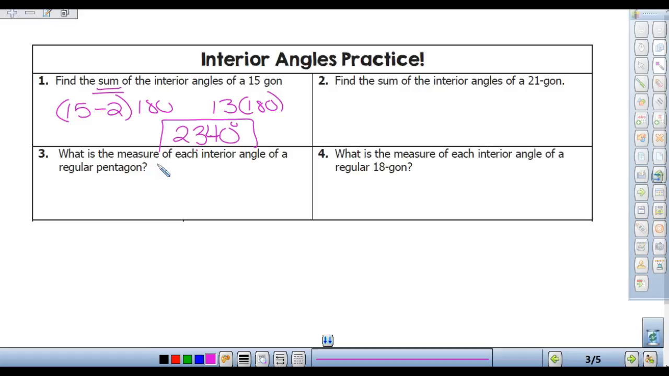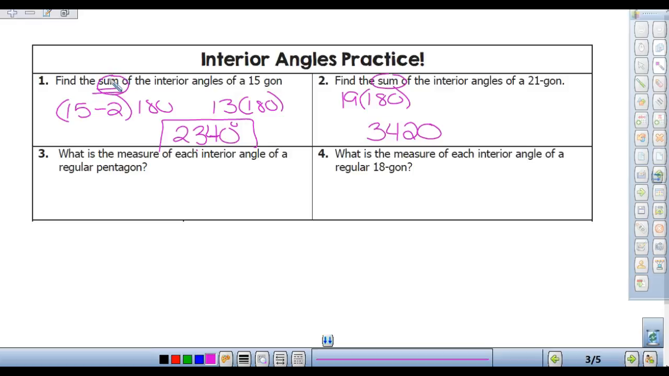Okay? 21-gon. What do I have to multiply by 180? 19. So I have to take 21 minus 2. You get 19. Multiply it by 180. 3 what? 3,420. All right. That's where you see sum. Make sure that we are reading directions.